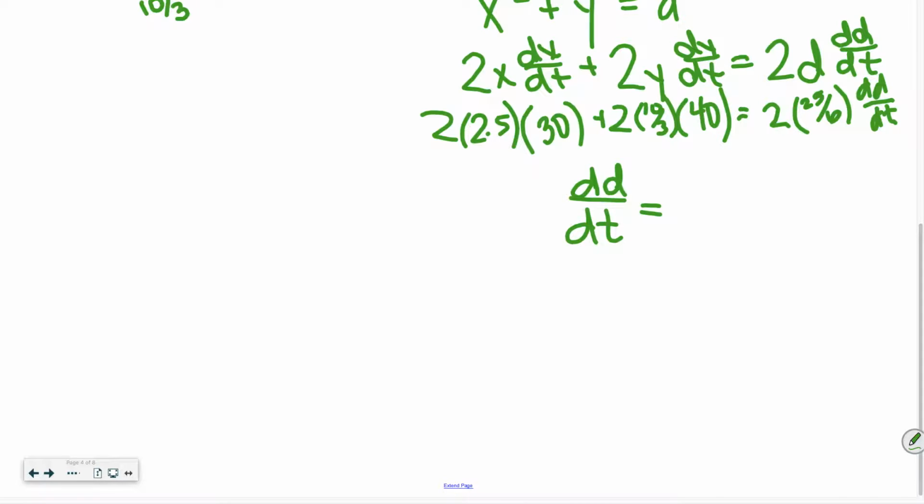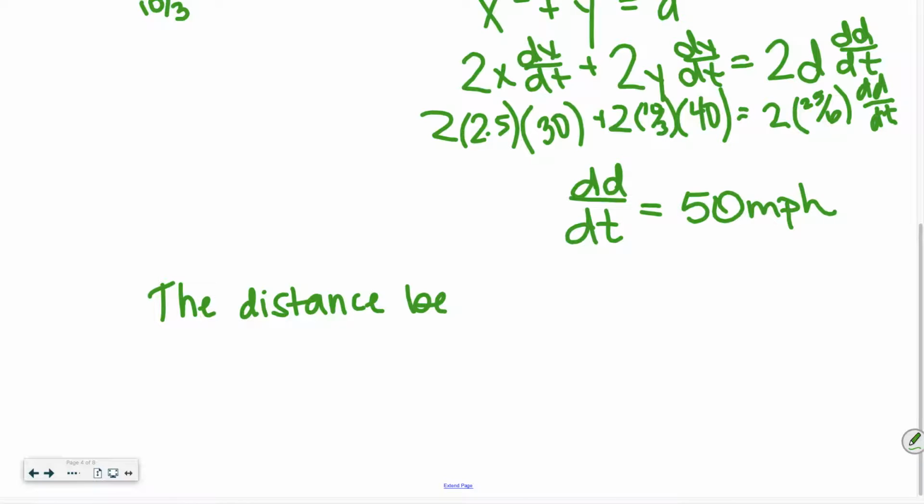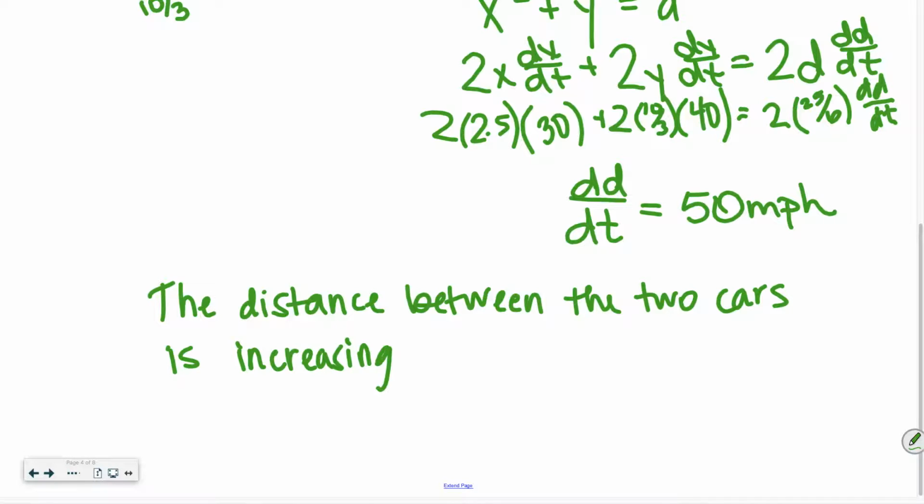Anybody want to guess what this is going to turn out to be? We have 30 and we have 40. What? 50. Yeah. No way. I mean, it makes sense, right? Okay. So, you would write the distance between the two cars is increasing because we have a positive rate at 50 miles per hour.